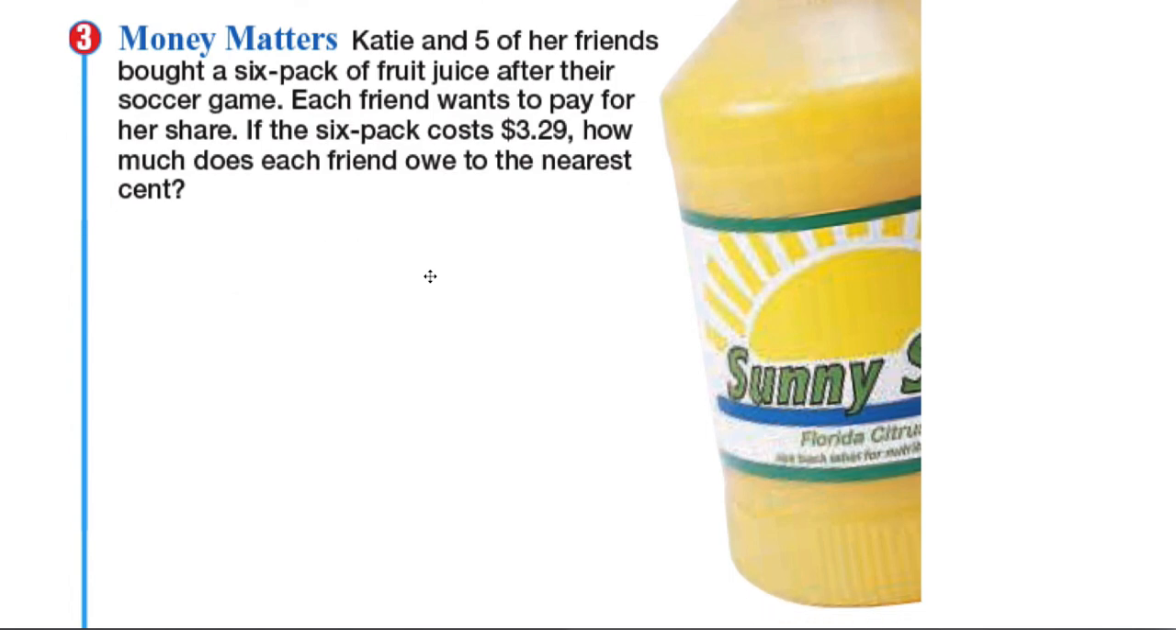Now let's take a look at example number 3 and see how that works. Katie and 5 of her friends bought a 6-pack of fruit juice after their soccer game. Each friend wants to pay for her share. If the 6-pack costs $3.29, how much does each friend owe to the nearest cent? When you talk about the nearest cent, that's actually the nearest hundredths place.